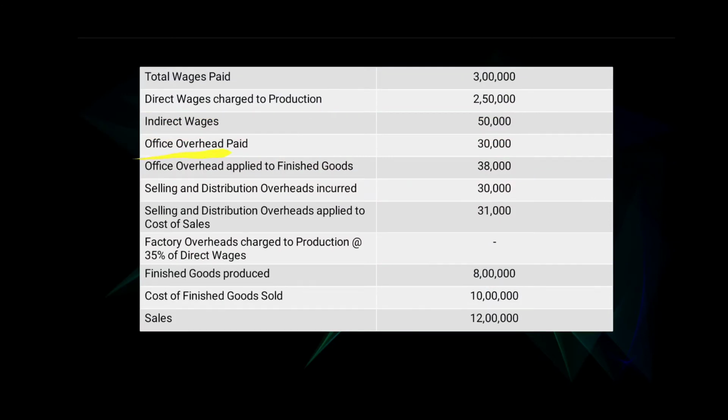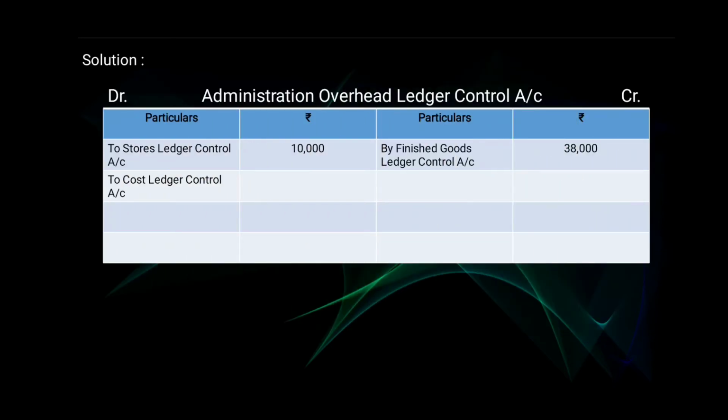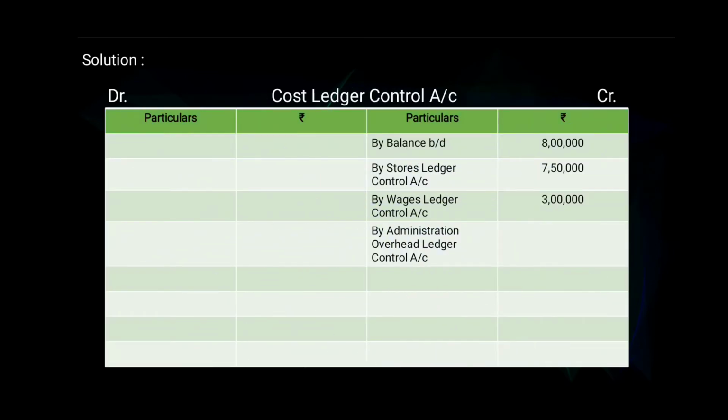Next is office overhead paid, amount is given as 30,000. So we'll record it in administration overhead ledger control account on the debit side to cost ledger control account, amount will be 30,000. And the second effect will give in cost ledger control account on the credit side by administration overhead ledger control account, amount will be 30,000.